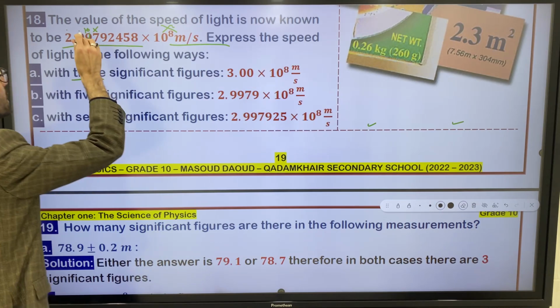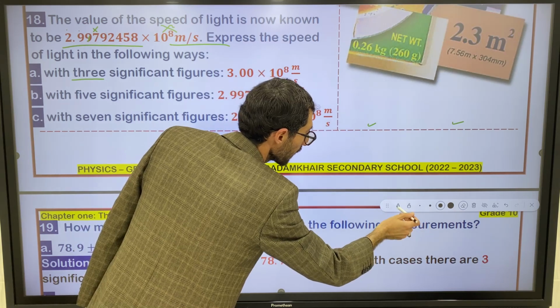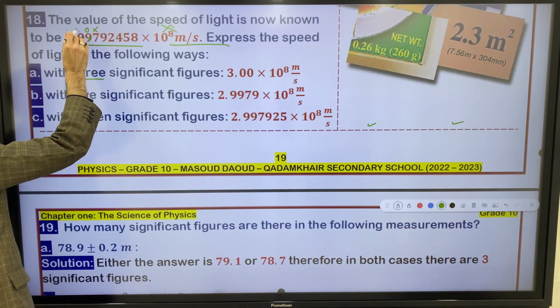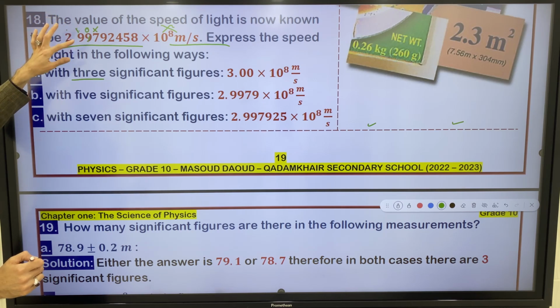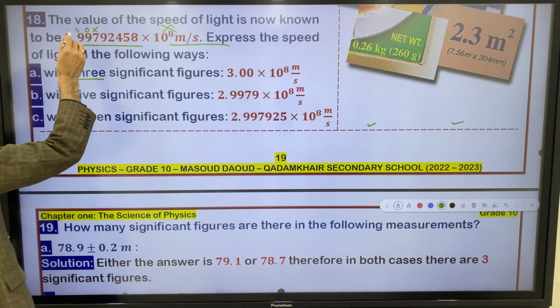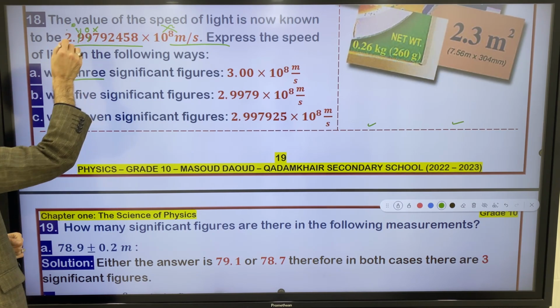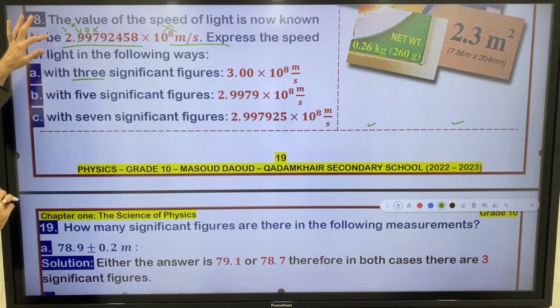I write the 0 here, and I carry over 1 to the 9. 1 plus 9 becomes 10. Here becomes 0 as well. And the 1 is carried over to the 2. 1 plus 2 becomes 3.